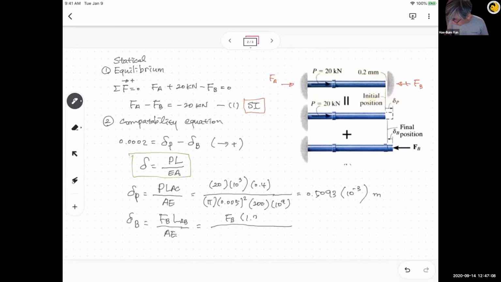This is 1.2 over pi times 0.005 squared times 200 gigapascal, which is 76.3944 times 10 to the minus 9 FB, meter.